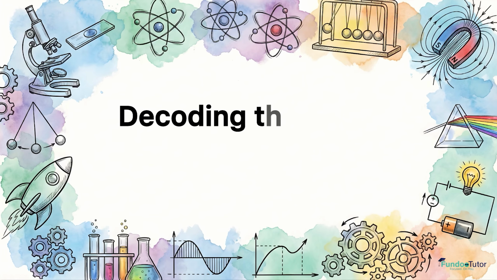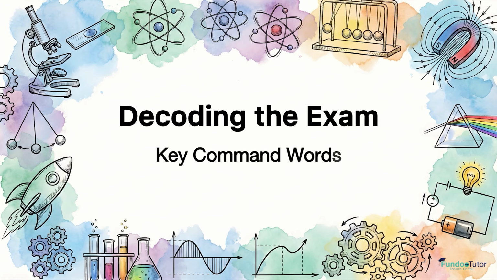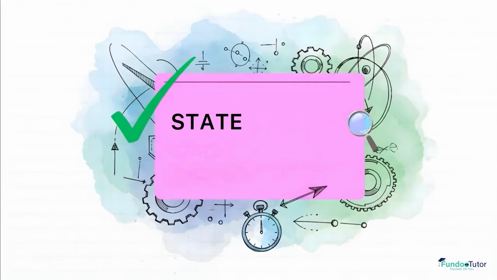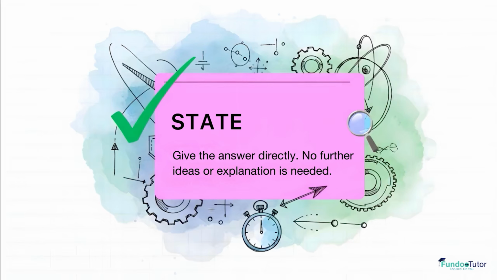All right, first up, and this is probably the most important part, we need to talk about these command words. Seriously, think of them as direct instructions from the examiner. If you follow them, you are setting yourself up for maximum marks. Let's start with the most straightforward one. If you see the word state, think short and sweet. They just want the answer. That's it. No need for because or any long story. For example, if it asks you to state the name given to negative acceleration, you just write deceleration. One word, one mark, done.